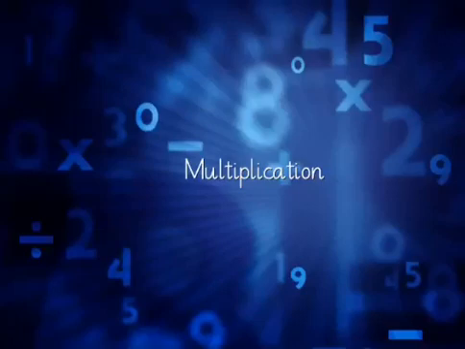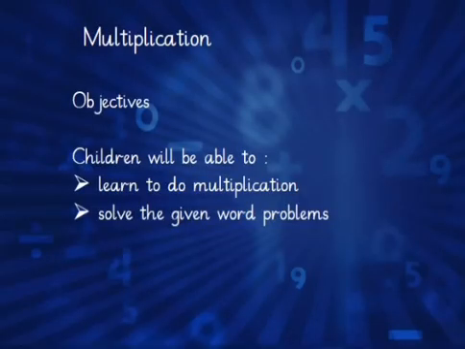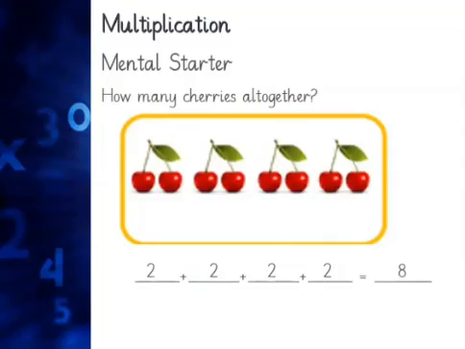Multiplication. This is the fourth chapter of the mathematics textbook, grade 1. Objectives for today's lesson are: children will be able to learn to do multiplication and solve the given word problems.